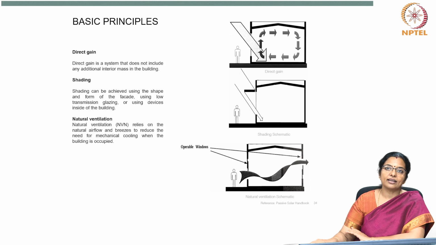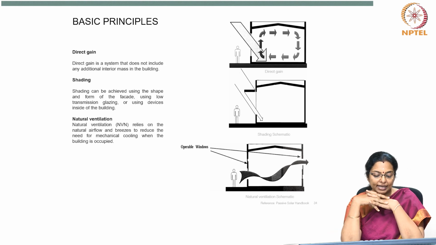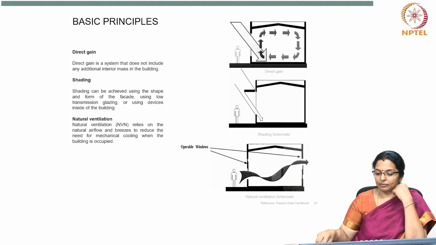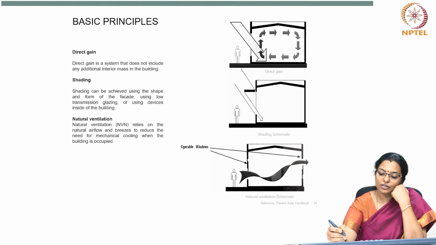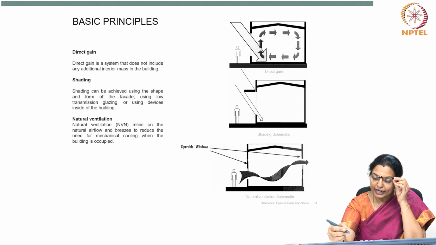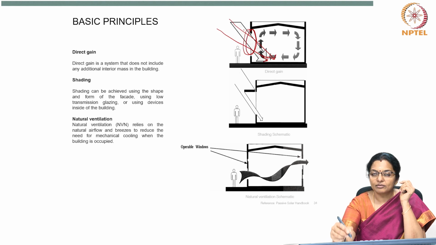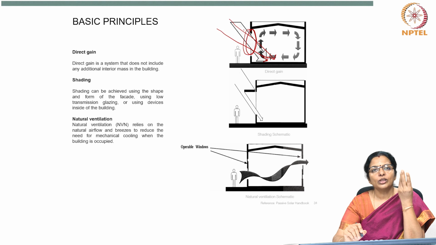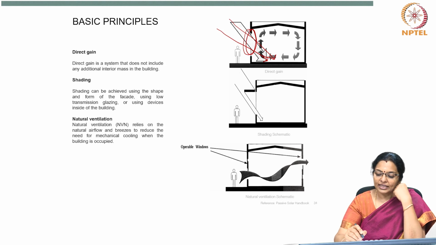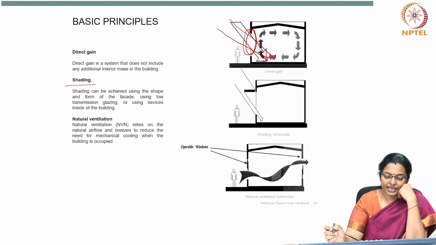Then let's look at the basic principles of heat gain. So, direct gain is a system that does not include or require any other mass, but it just allows the heat to pass through the building through a transparent material. Normally that is glass. Then we can have appropriate shading.